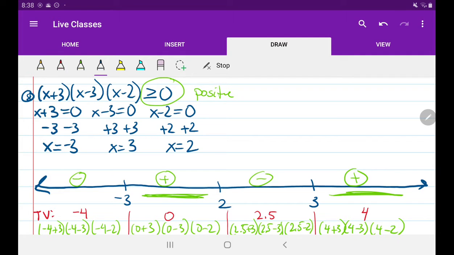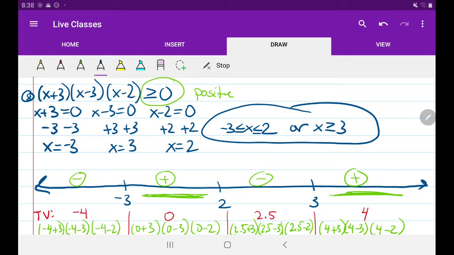So our answer will be this range here between negative 3 and 2. We'll write that out as negative 3 is less than or equal to x is less than or equal to 2, or, and then the second range here, well, it's greater than 3, so we'll say x is greater than or equal to 3. And so this is your answer here. Now, because we included the greater than or equal to sign in the original problem, we'll include that in our answer, okay? So number 9 is also another cubic.